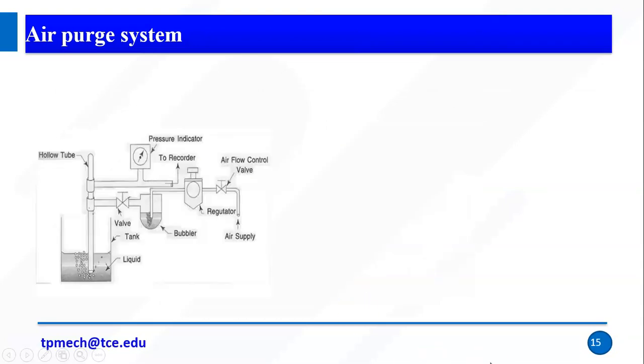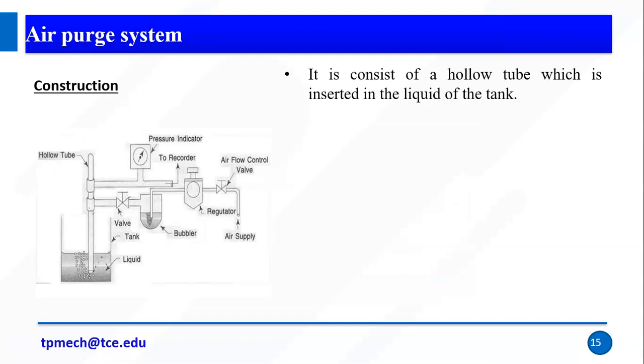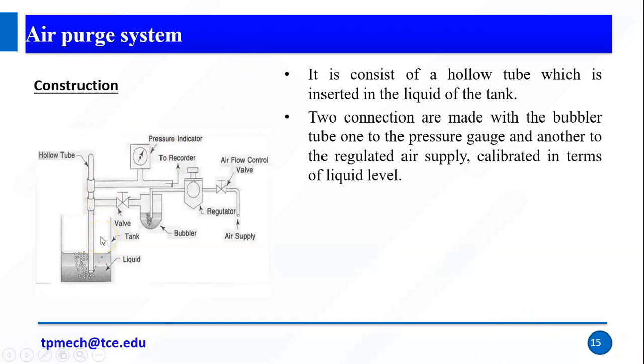So again, construction: it consists of a hollow tube which is inserted in the liquid of the tank. Two connections are made with the bubbler tube, one to the pressure gauge and another to the regular air supply, right? So in the hollow tube we have two connections, one connected to the pressure indicator, another connected with the bubbler system, the air regulating system.